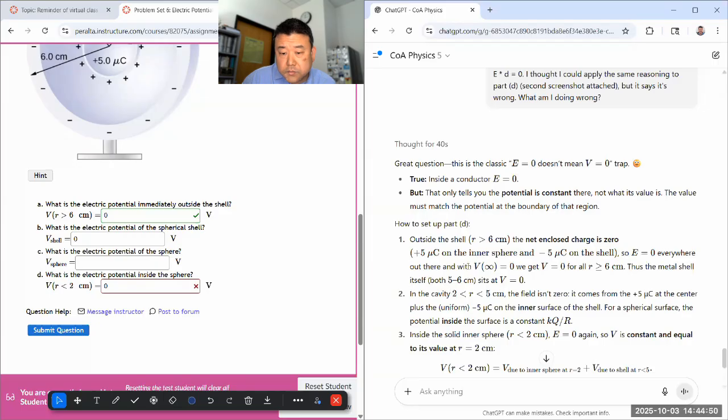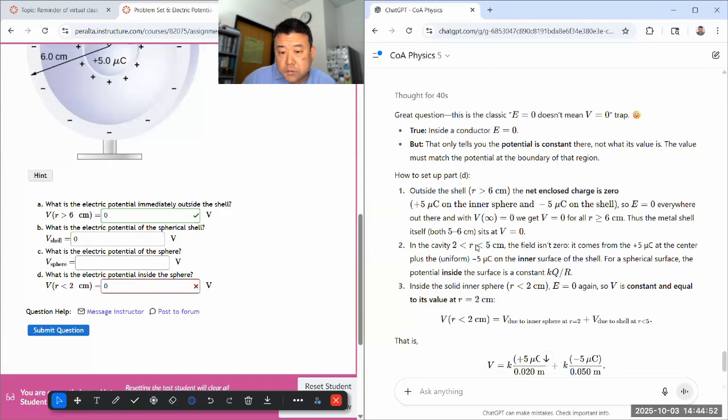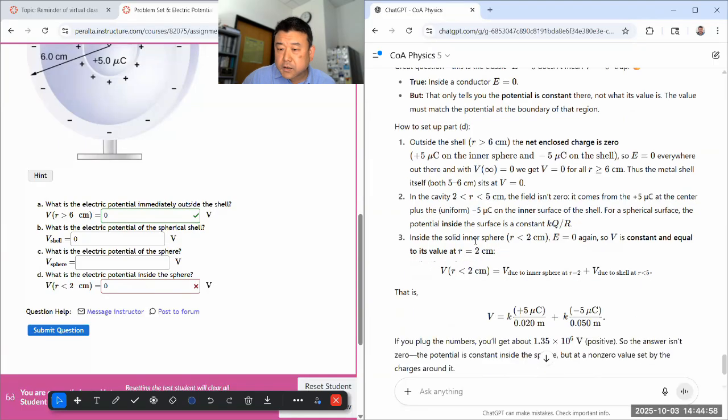In the cavity, the field isn't 0. Does it work out the whole thing? Inside the solid inner sphere is a constant potential, so whatever answer is here, it's going to be the same answer here.